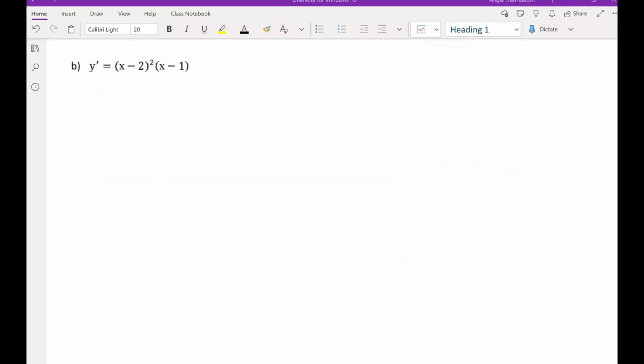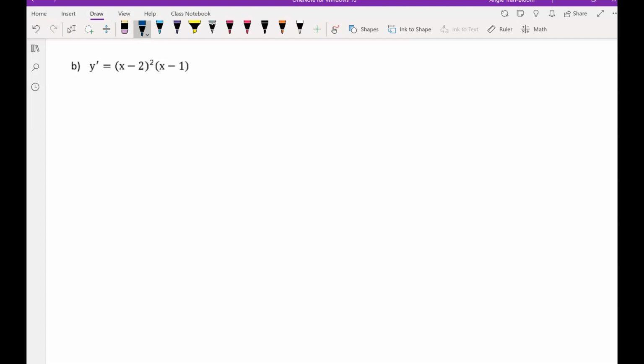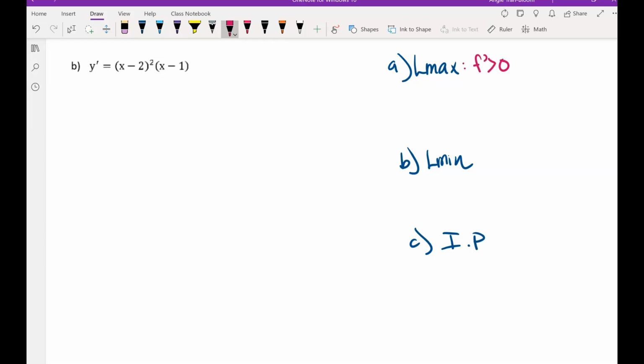All right, here's B. y prime equals (x minus 2) raised to the power of 2 times (x minus 1). So this one does not look as scary as, for example, A, right? So let's write down all the things that they are asking us to find. The first one was local max, then B was local min, then C was the inflection points. And just to remind yourself, if you're working on your homework, it's always a good idea to write these rules out, because when it comes to your exam, it's a lot quicker for you to finish a problem if you can recall these formulas or theorems from your memory, okay?